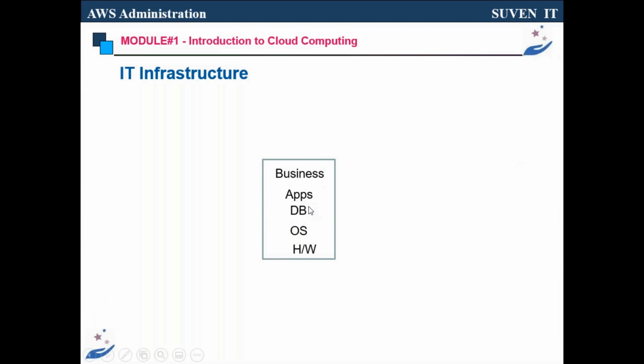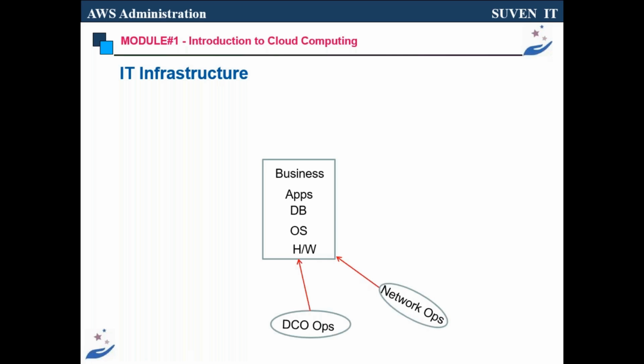So the point is that business, applications, database, OS, and all these many things are involved. Then there are a lot of teams working to manage this. We are talking about business needing applications, applications needing a database, a database needing an operating system, servers, hardware, data centers, and everything. To manage all of these, we need many teams.